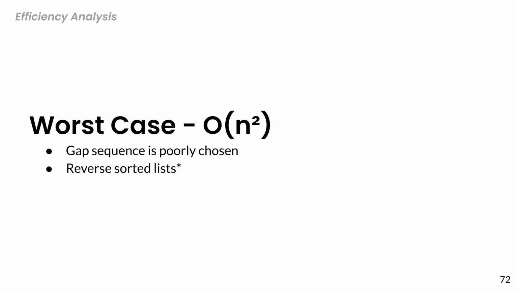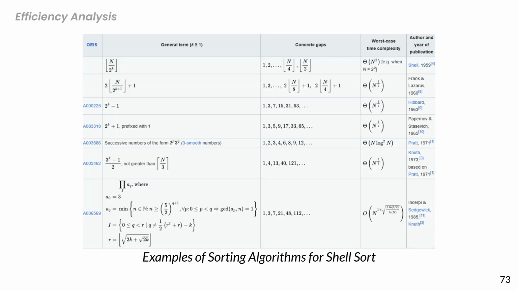This is because elements from different gap groups are never really meaningfully compared until the final pass at gap equal to 1. By this point, the list is still largely unsorted, causing the inner while loop to trigger for nearly every element in the final pass. As mentioned, the gap sequence can be poorly chosen because it can be changed depending on the type of list you have. In this example, we used the originally proposed gap sequence.